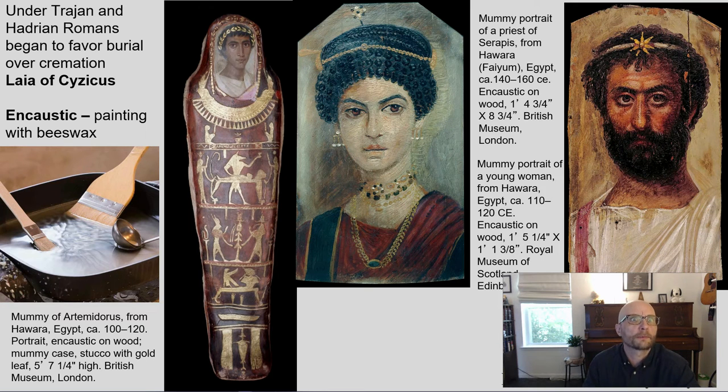Under Trajan and Hadrian, Romans began to favor burial over cremation. Their funerary practices began to change, and part of this was an influence from religious beliefs out of the East, religions like Christianity that buried their dead as opposed to cremating them. These are found in Egypt, which has a long history, as you guys know at this point, of burying the dead, of burying mummies. So what we see in these portraits from a place called Fayum in Egypt is incredibly lifelike portraits of various citizens of the late Roman Empire.